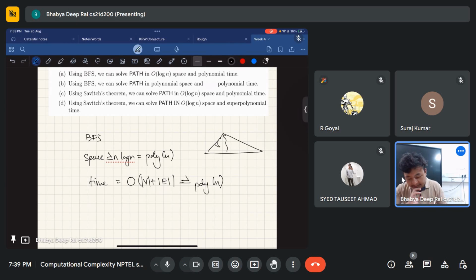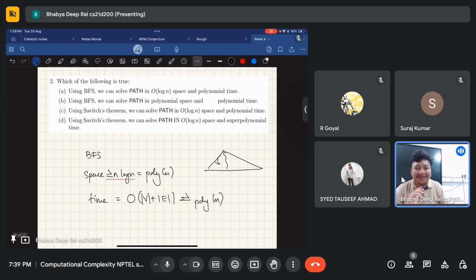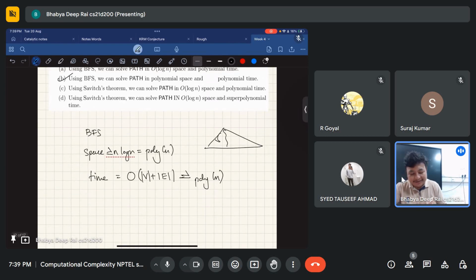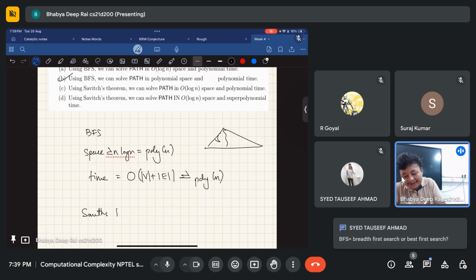Okay, good. So now between A and B, which is correct? The option B. BFS takes polynomial space, polynomial time. Okay. Now, why did I post this question? You'll understand now. Savage's theorem, or Savage's algorithm. Actually, I meant the algorithm for the theorem.